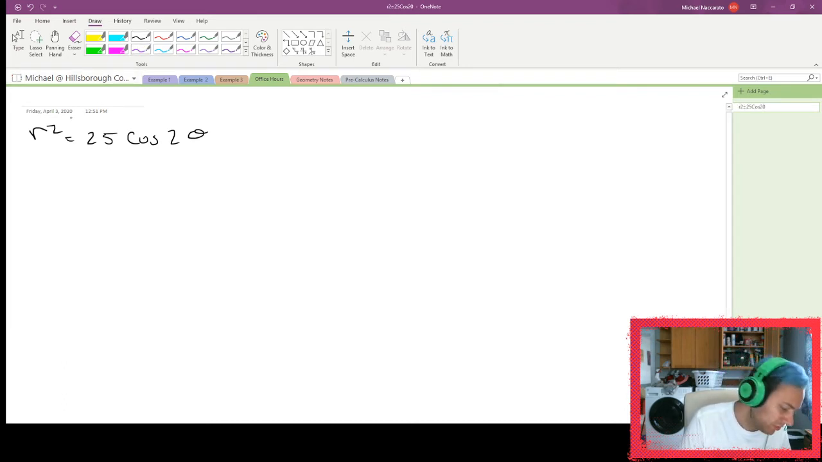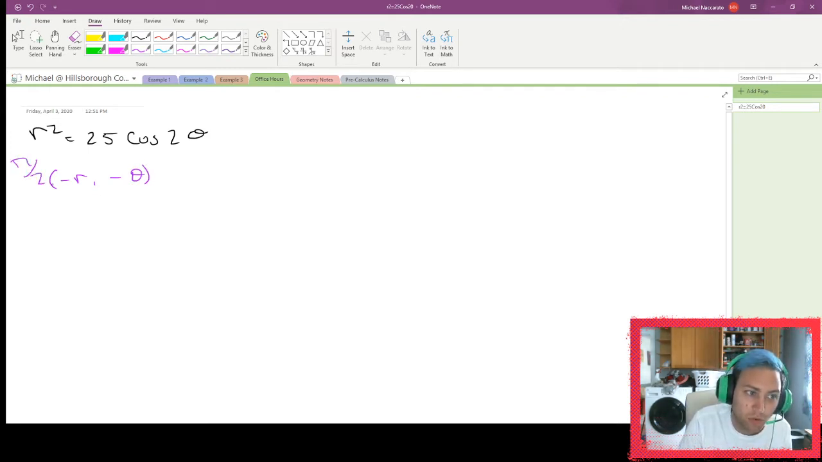So our first one that we want to plug in is if we replace r with negative r and theta with negative theta. Immediately I can tell you that it's going to work. The reason is when I plug in negative r, well, negative r squared becomes r squared again. The negative cancels out. And when I plug in negative theta, well, cosine's an even function, so that negative is just going to disappear. So I instantly know that's going to work. It has symmetry with respect to theta equals pi over 2.